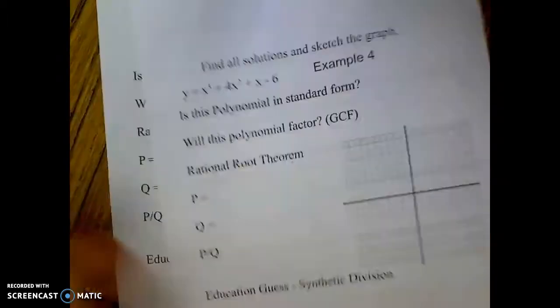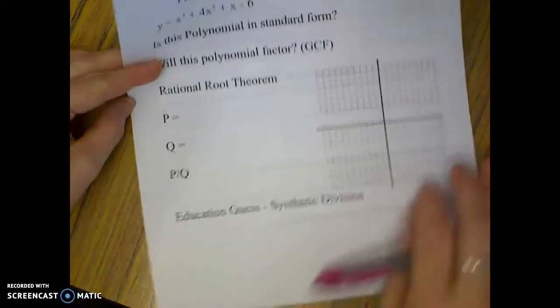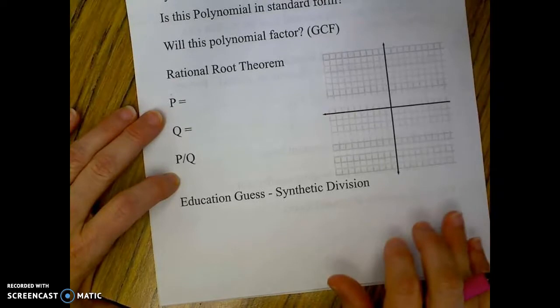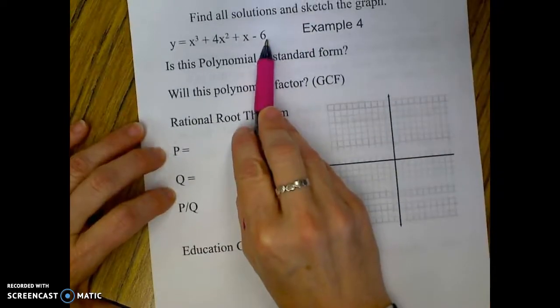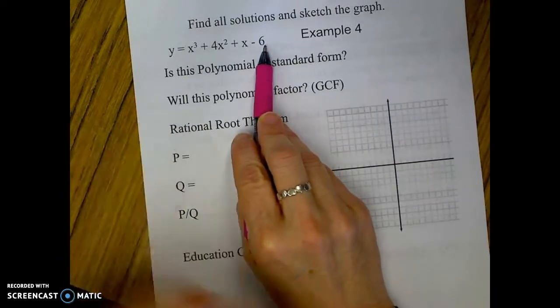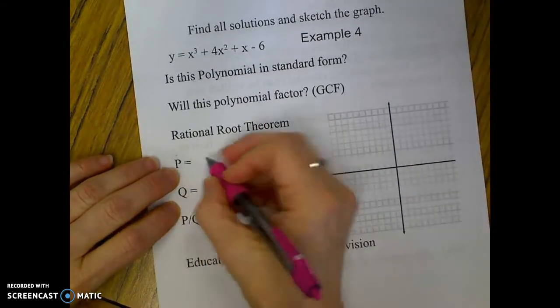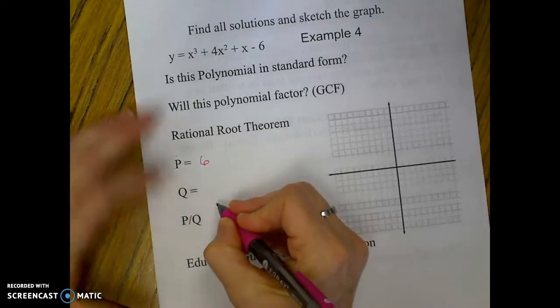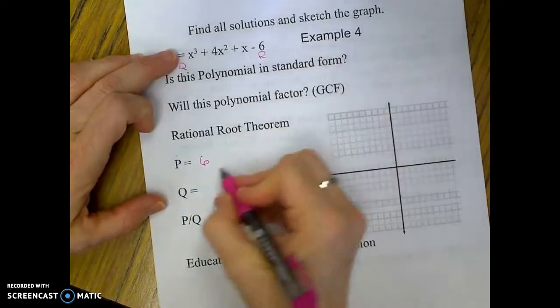So look on example 4, and we're going to make these lists first. We may or may not actually graph them. Make sure that you do not have an x at the end. Whoops. If you have an x with your last term, you're going to have a greatest common factor of x, so you'll factor that out first. This one does not, so our P value is going to be 6. Our Q value is at the beginning, and that's going to be a 1.